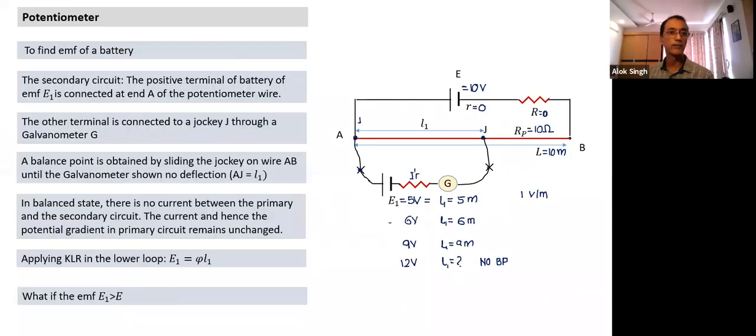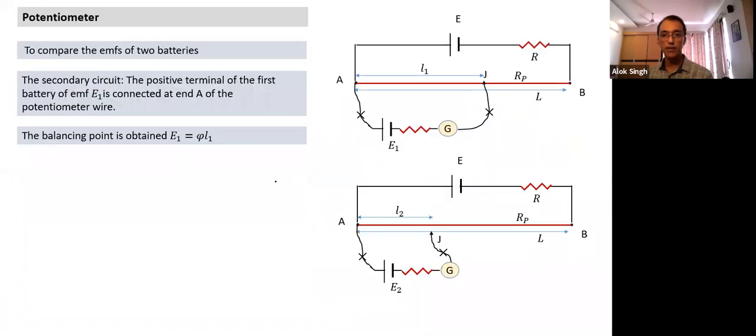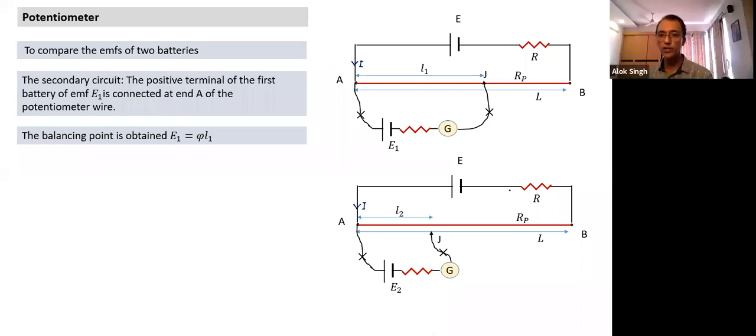Comparing this EMF of battery, when we compare the EMF in both cases, I write 5L1 in this case and 5 in this case also. If the current here is I, is the current here the same or different? It will be the same because there is no current passing through the secondary circuit. So it is implied that we are not disturbing any of the setup.